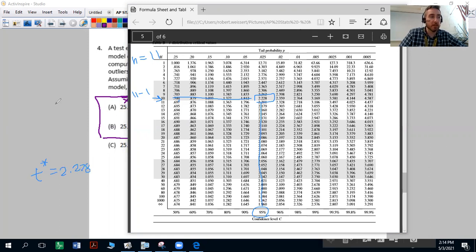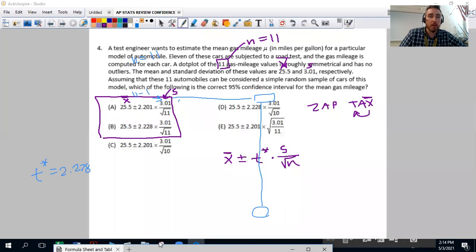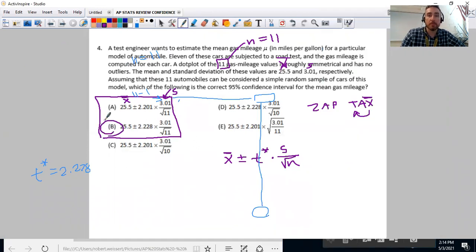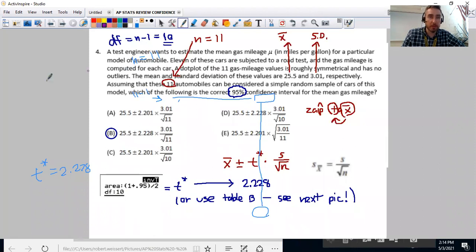All right, let's say you want to use your calculator. Your calculator is going to do the following. You're going to go into your inverse T, not inverse norm. Inverse norm is for Z. Inverse T is for critical values for T. So for your area, you're going to use parentheses 1 plus 0.95, divide that by 2. And then your degree of freedom will be 10 because your sample size is 11. So we want to subtract from 1. And there's another way to get your 2.228. So we know the answer choice is going to be B. And you can see it a little bit more clearly with all that stuff here.